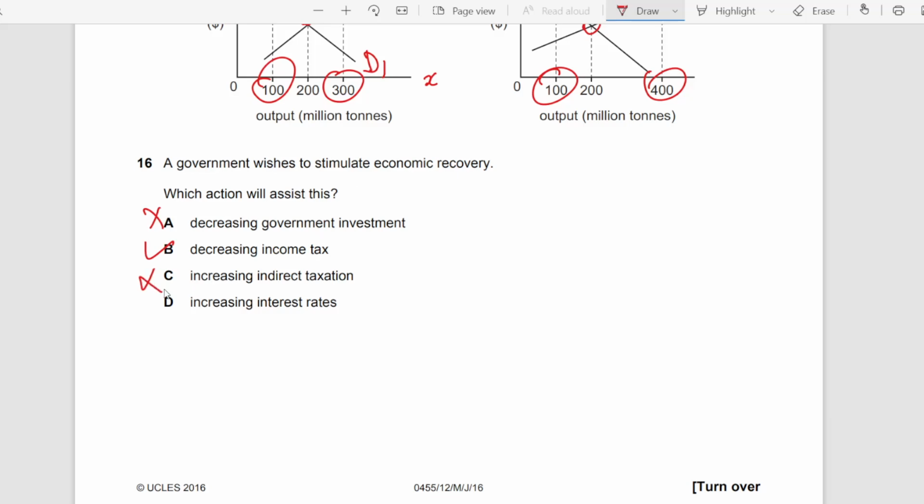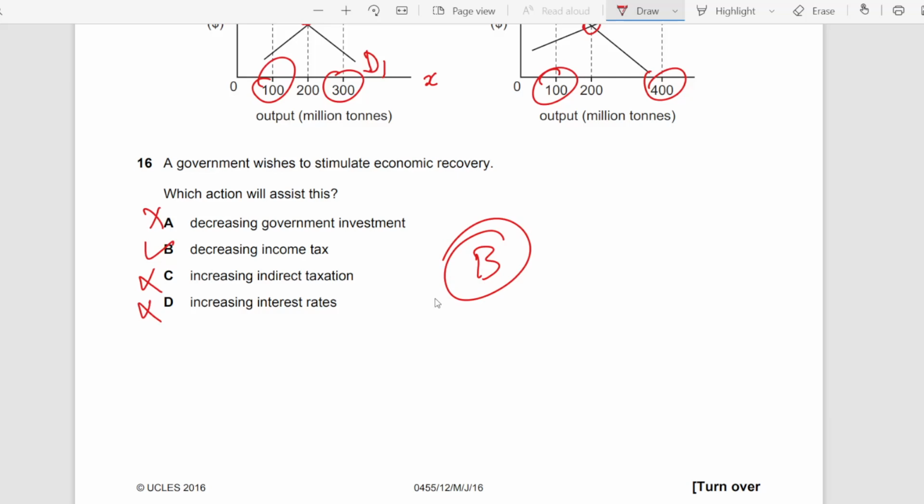Increasing indirect taxation, no. Increasing taxes will limit people's spending potential. Okay, increasing interest rate would do the same thing. The expenditure would go down as people will not borrow to spend because of high interest rates. People would rather save, and this would further lead to a reduction in consumer expenditure, or let's say other business expenditures, commercial expenditure, because businesses as well as individuals are not going to borrow money from the banks because of high interest rates. So D is not the correct option. The only correct option here is B.